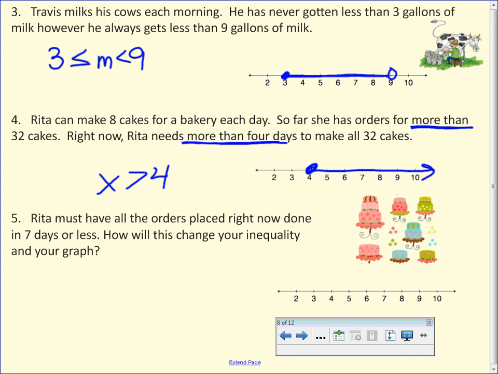And now, she's got to get them all done in 7 days or less. So she needs more than 4 days, but she has to get them done in 7 days or less. So this is what your graph is going to look like. Number 4, wasn't the 4 being open? Yes, I'm sorry. She needs more than 4 days.